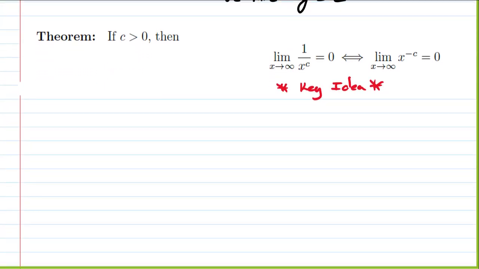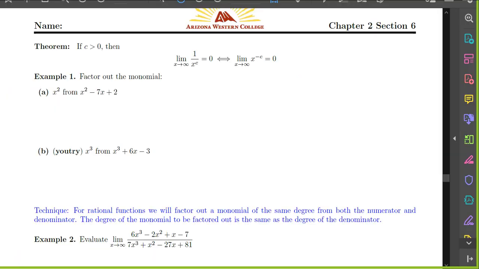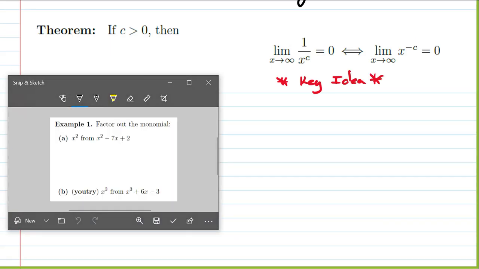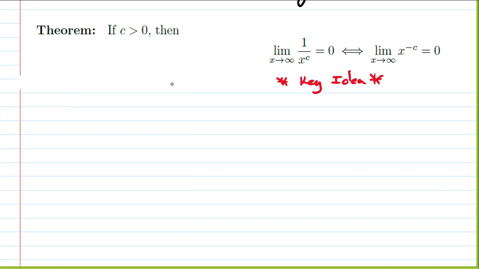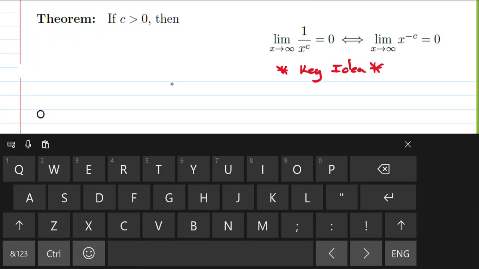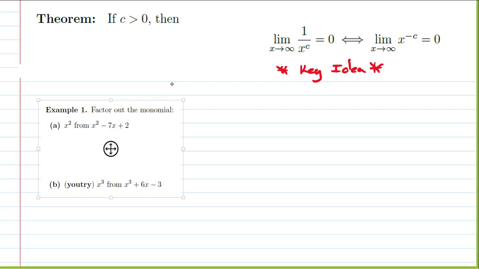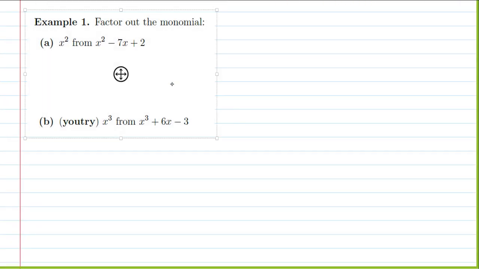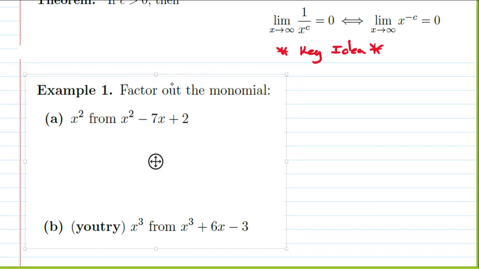So now, before we do that, we're going to do a little bit of algebra that's going to seem very different from anything we've done before. We're going to factor something in a way that's going to turn certain terms in our polynomial into things of the form of our key idea from the previous theorem. So for example, if I asked you to factor x squared minus 7x plus 2, you'd probably think to factor it like a binomial. You'd look for factors of 2 that add up to 7. If I asked you to factor out the GCF, you would tell me the GCF is 1. There's nothing to factor out.